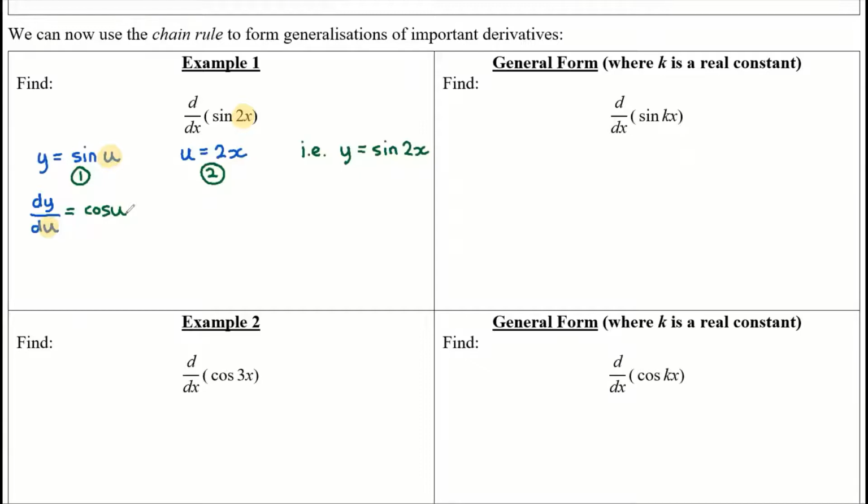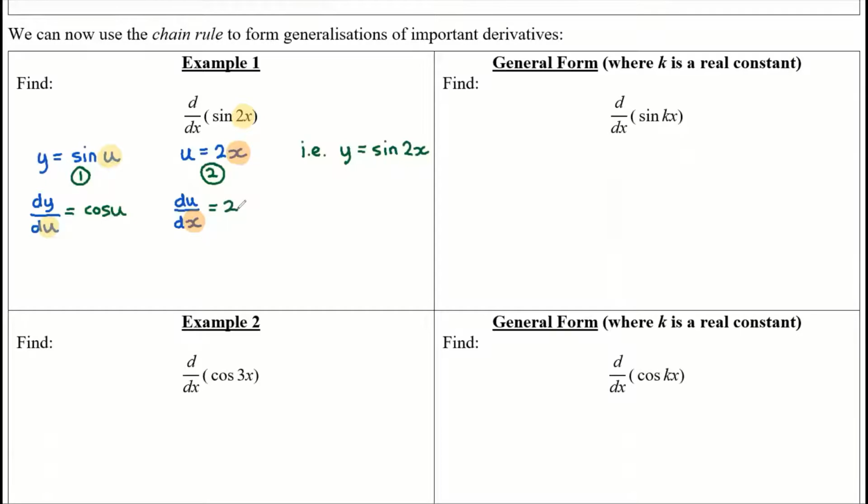Now let's differentiate u with respect to x. So this is going to be du by dx. Once again, I'm just going to highlight those independent variables in the denominator. There they are. And if I differentiate 2x, that's a really simple derivative from last year. So that's just going to be 2.